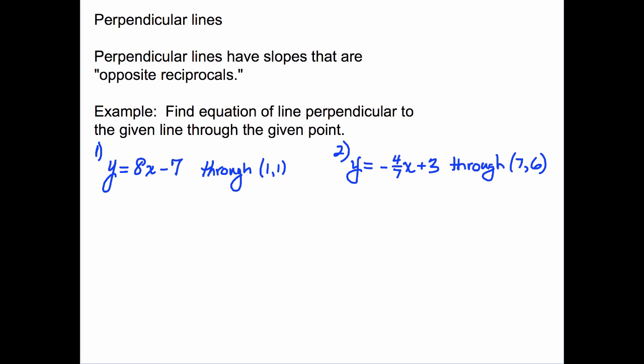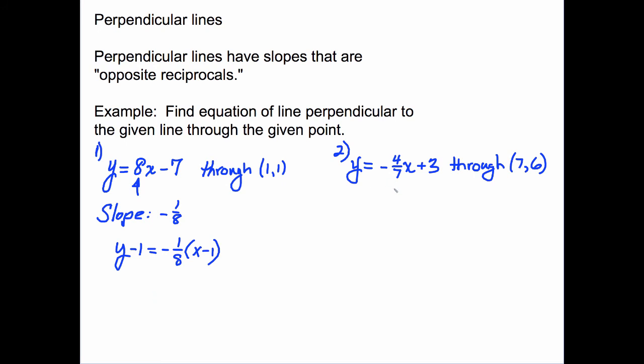Here are two examples of problems you might be asked to solve. Find the equation of a line perpendicular to the given line through the given point. So for number 1, we need to find the slope and the point. So the slope of the line that we're looking for is the opposite reciprocal of 8, and that would be negative 1/8. And the point is 1, 1. So we can use, again, point slope form, and we can write y minus 1 equals negative 1/8 times x minus 1.